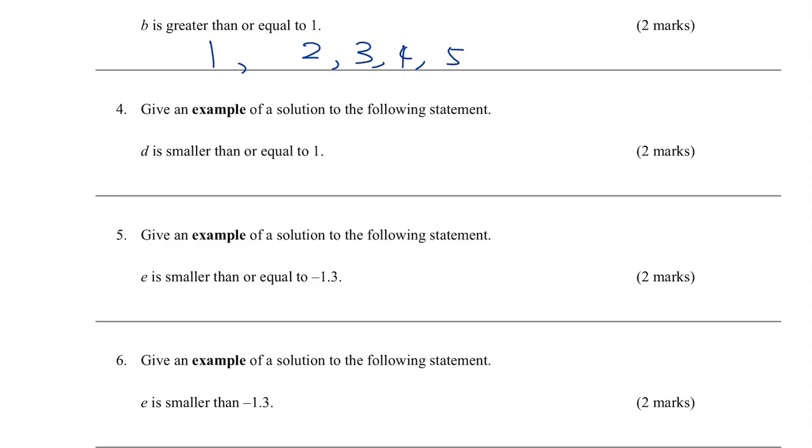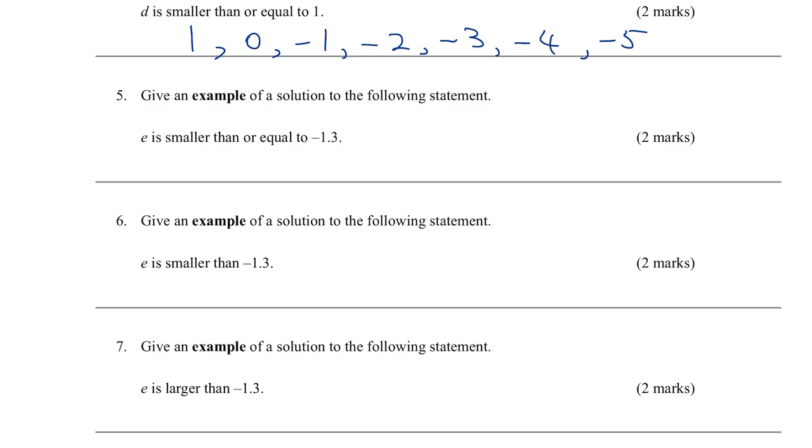Can D be 1? Yes. What other numbers are smaller than 1? 0, -1, -2, -3, -4, -5, and so on. We just need one number. It can be equal to 1, so why not write that?